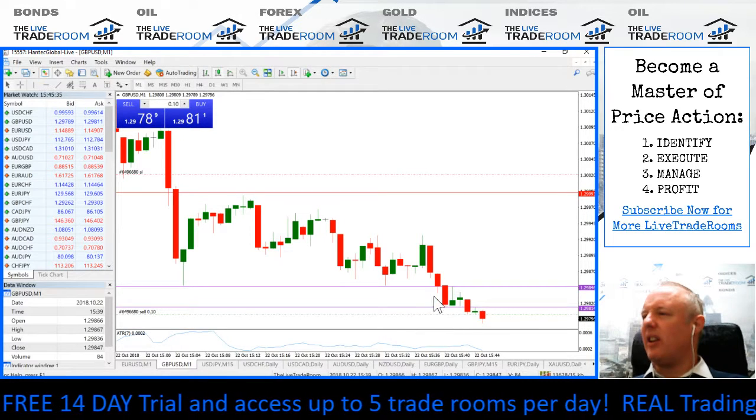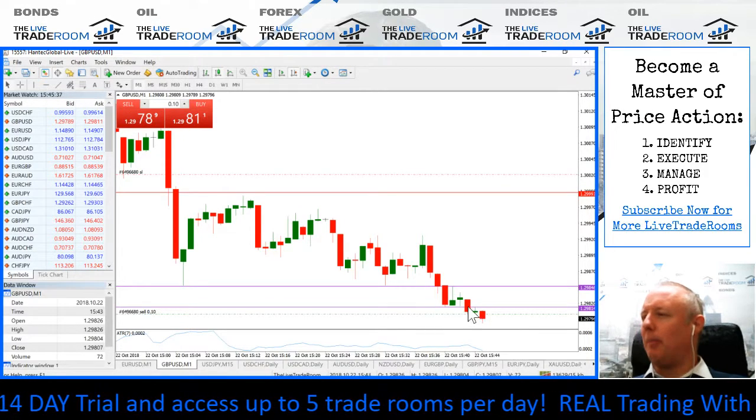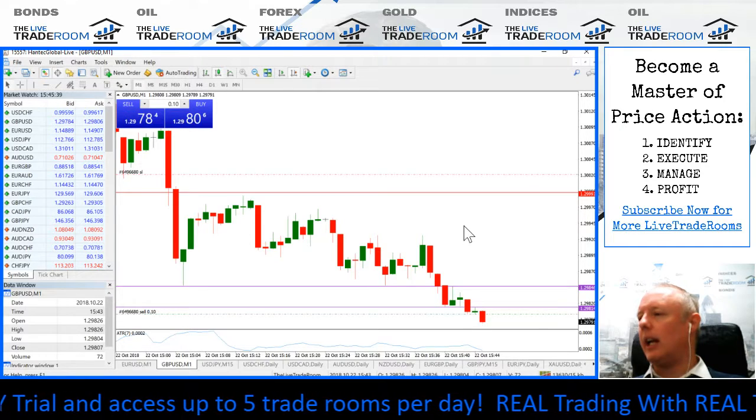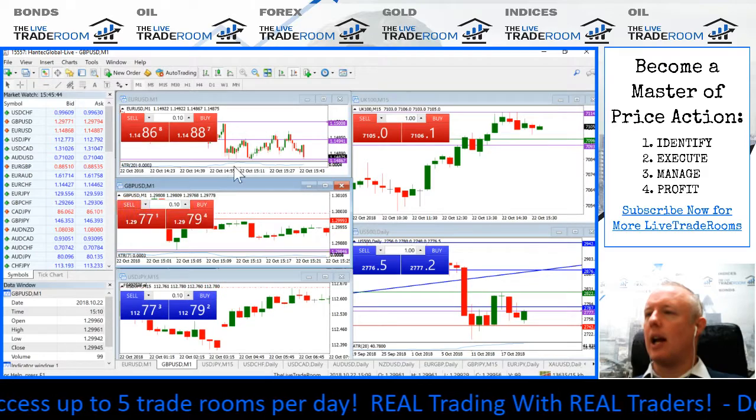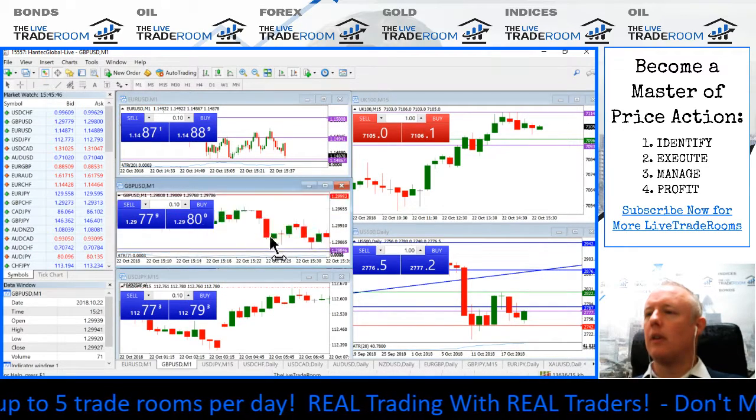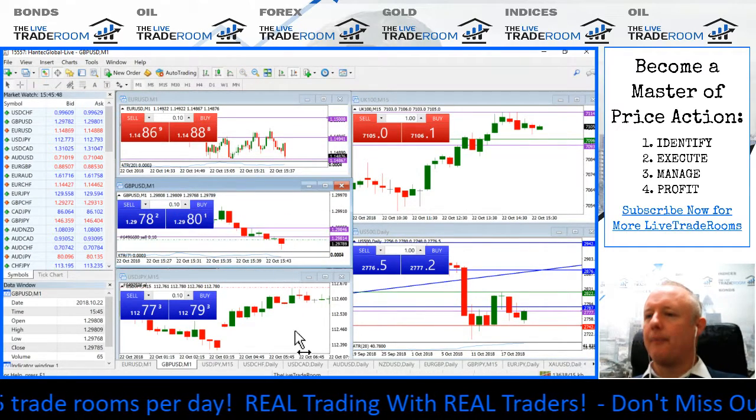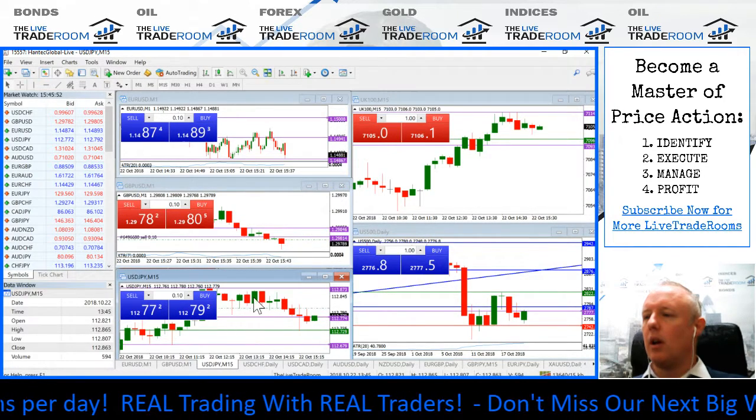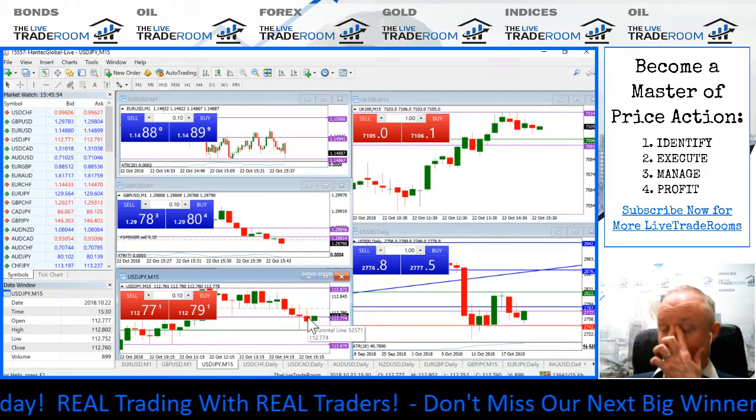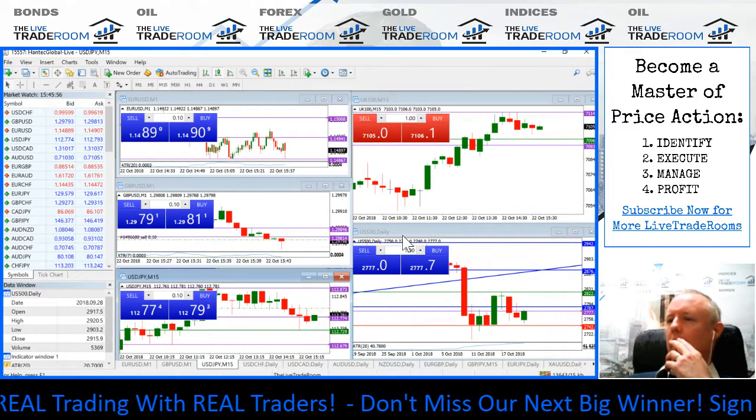Well, you could argue you could get into it a little bit earlier, an extra pip or two, but really that doesn't matter an awful lot. There's just a considerable amount of pound weakness today. Hopefully a bit of a floor is being created here now in the dollar yen.